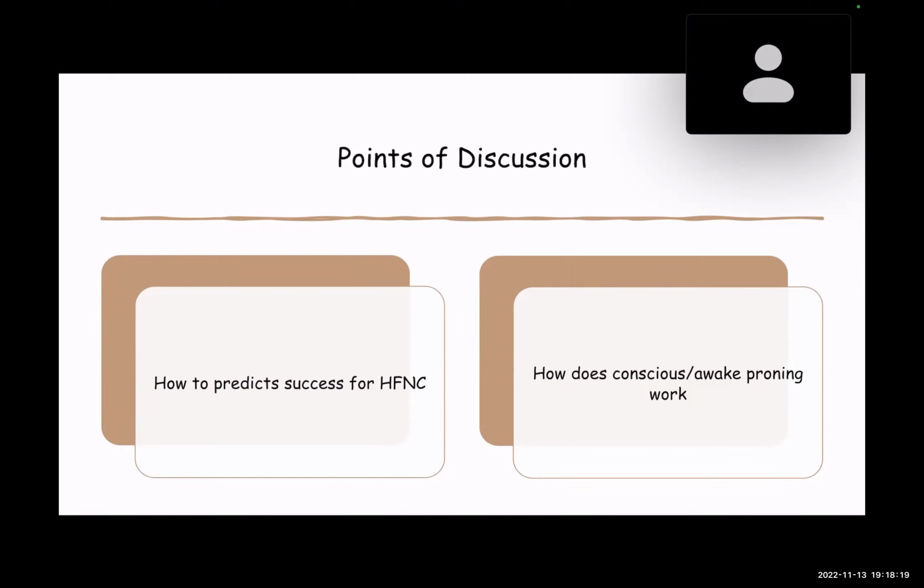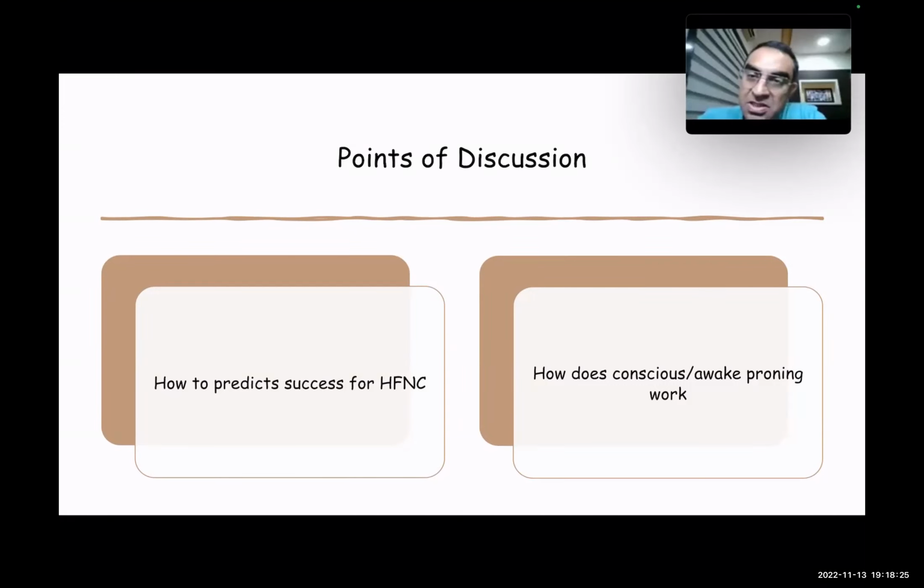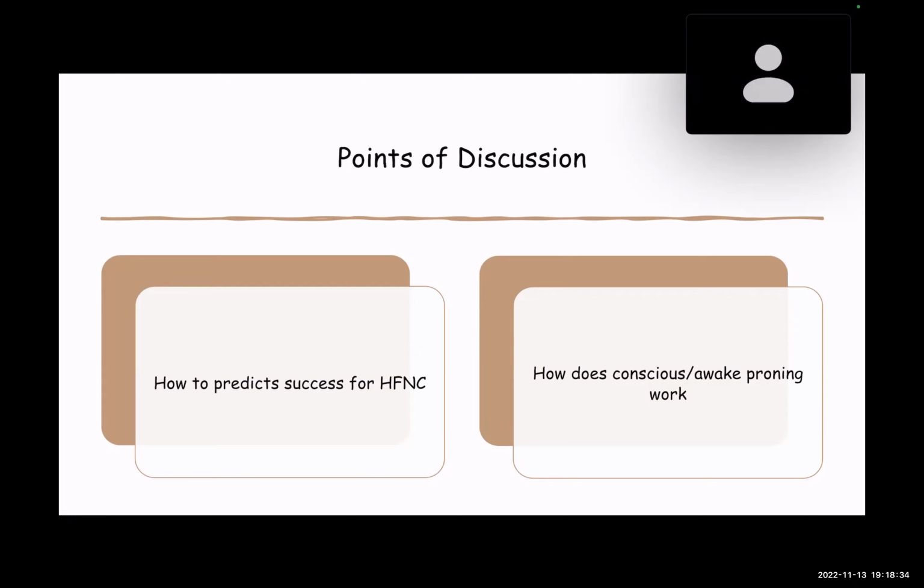These trials have been done after COVID. So that is the current consensus. It is not a magical thing, conscious awake proning. Yeah, actually, improvement in oxygenation happens up to a point in time. But this improvement in oxygenation has not translated further into a mortality benefit or cure from ARDS. Absolutely. That is the evidence. Carry on, Dr. Khushboo.